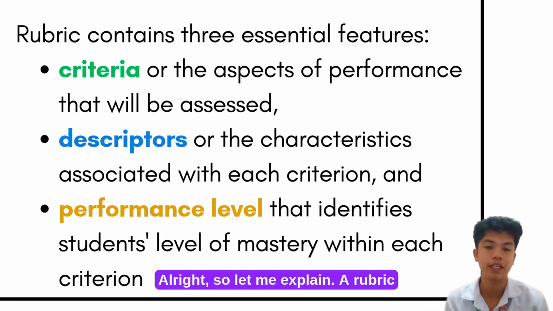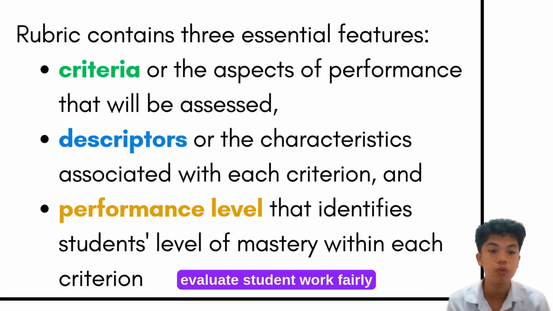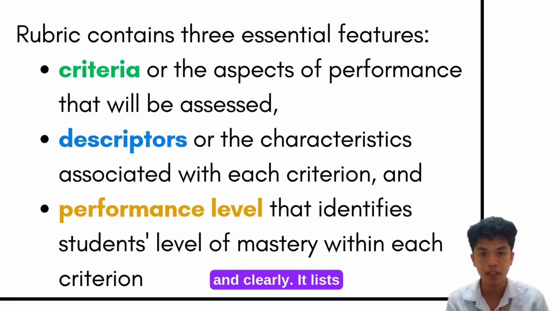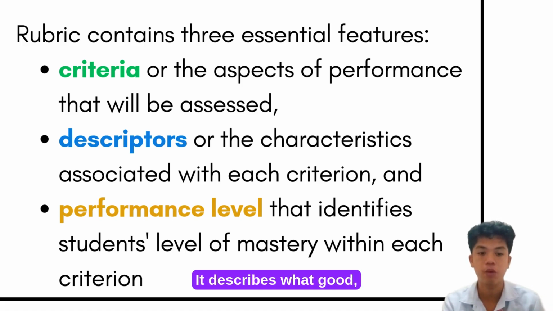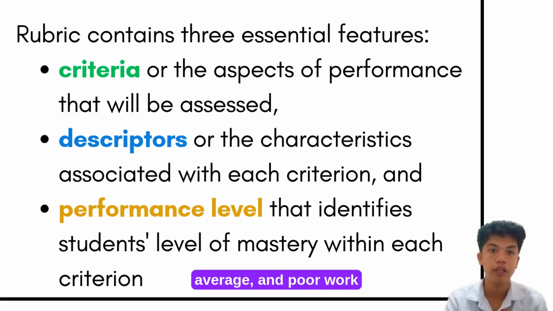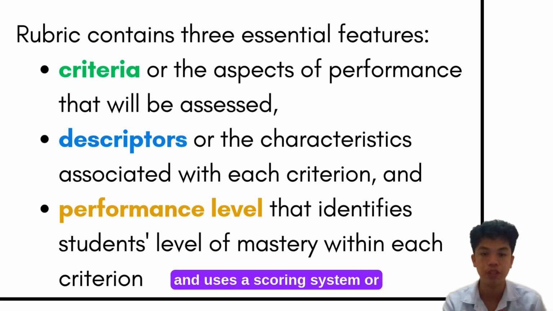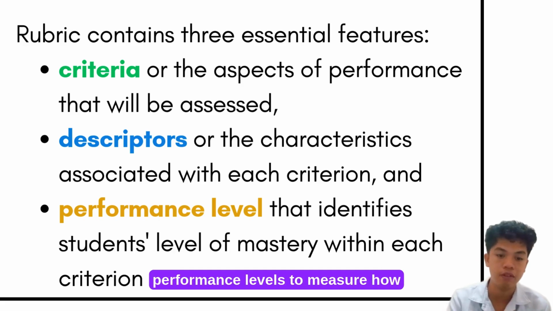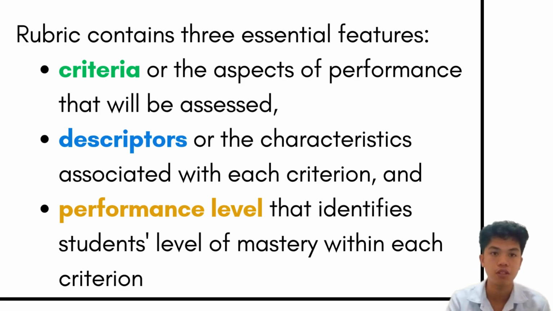Alright, so let me explain. A rubric is a grading guide that helps teachers evaluate student work fairly and clearly. It lists what will be graded, or the criteria. It describes what good, average, and poor work looks like, or the descriptors, and uses a scoring system or performance levels to measure how well students met expectations.